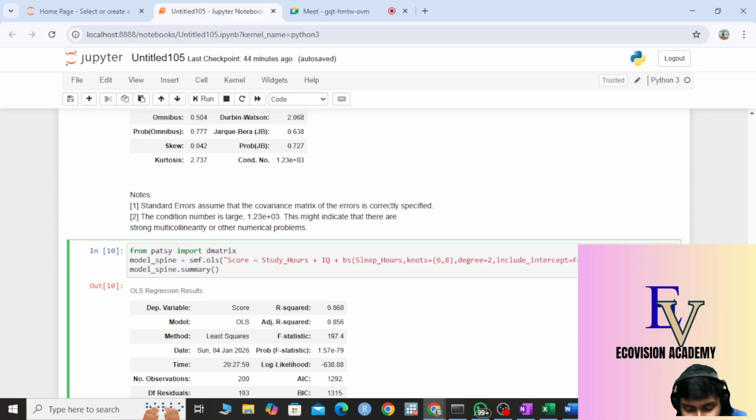So the thing is that in normal regression, we assume that a 1 unit increase in an independent variable has the same effect on score for everyone, but in real life this is not always true. Now suppose we have seen the scatter plot graph, and we have introduced knots. I am again repeating what knots are. Basically, knots are points where we allow the relationship to change its behavior.